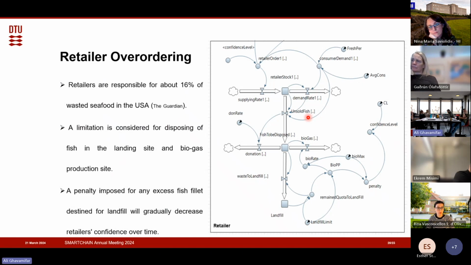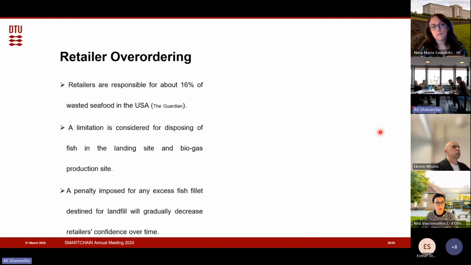And we try to force the retailer to order less if they can adjust their order, because they have a confidence level for their order and they want to always have some fish in their warehouses. But we try to apply some penalty if they exceed the limit on the fish that could be sent to the landfill or to the biogas production site. If they exceed this limitation, they have to pay some penalty, and this penalty means that they have to adjust their confidence level, and then we run our simulation with some data.